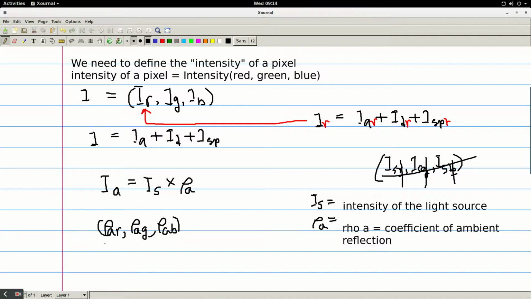And the same thing goes for the intensity of the light source. We have ISR, we have ISG, and we have ISB. So what really happens is that when you compute IAR, for example, you multiply ISR with rho AR. When you calculate IAG, for example, you multiply rho AG times ISG. Is this thing clear?